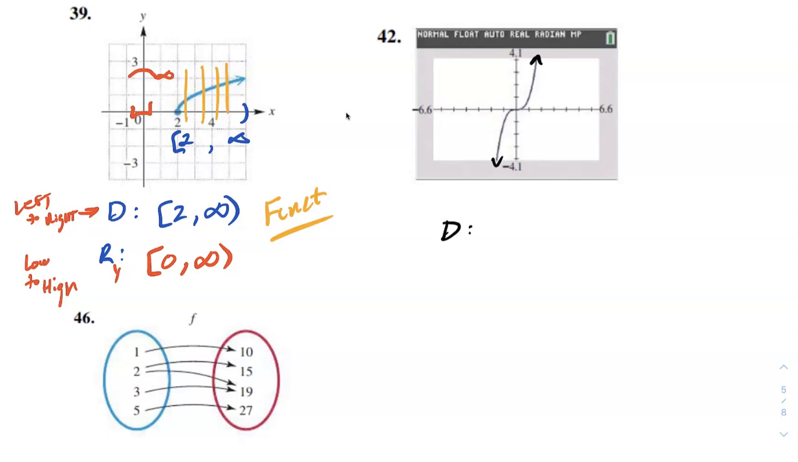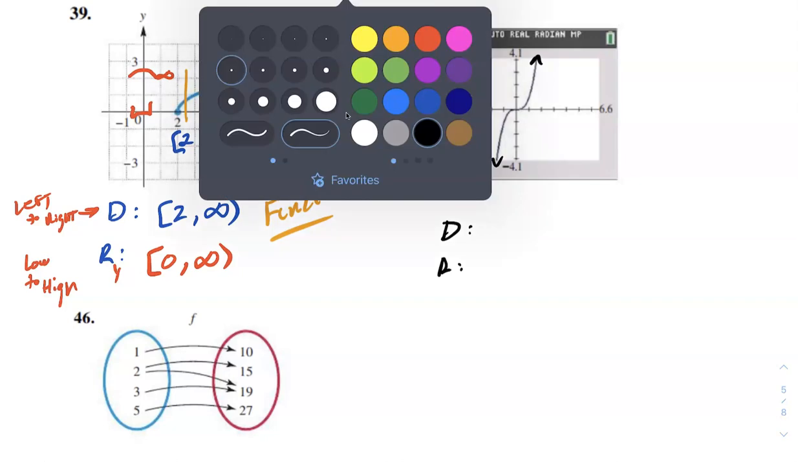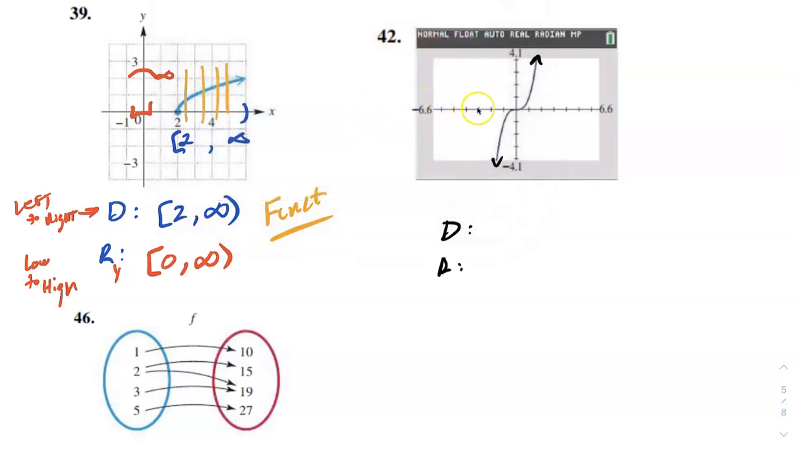So domain and range. My domain, left to right. My farthest left I see, you might say -2, but that's an arrow, and arrows are infinity. In this case, we're going to the left, so it's negative infinity. It just keeps on going. My farthest right, you might think it's 2, but it's an arrow, so it keeps on going. So negative infinity to infinity. If you want to do set builder, it would be x such that x is a real number. So it's any number you want to be, any real number.